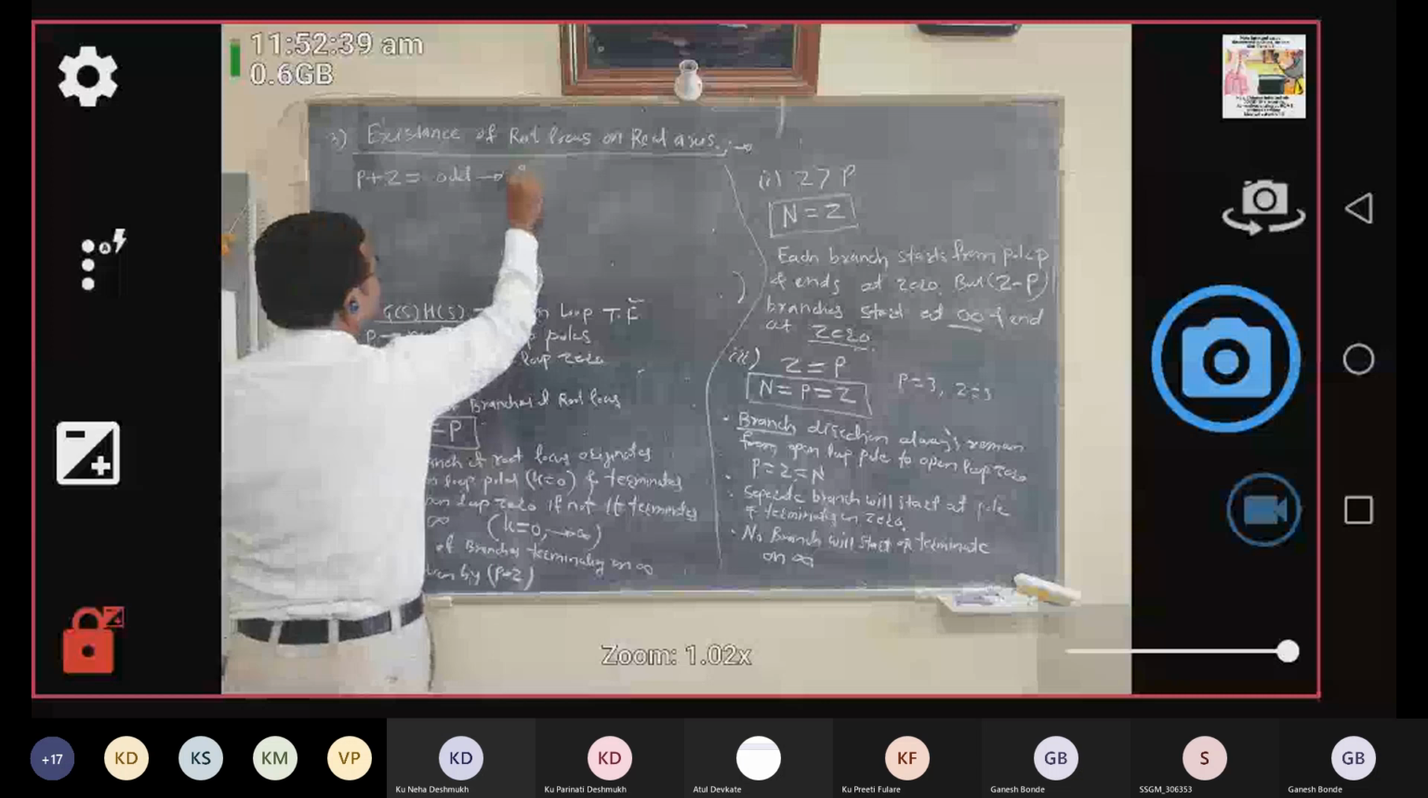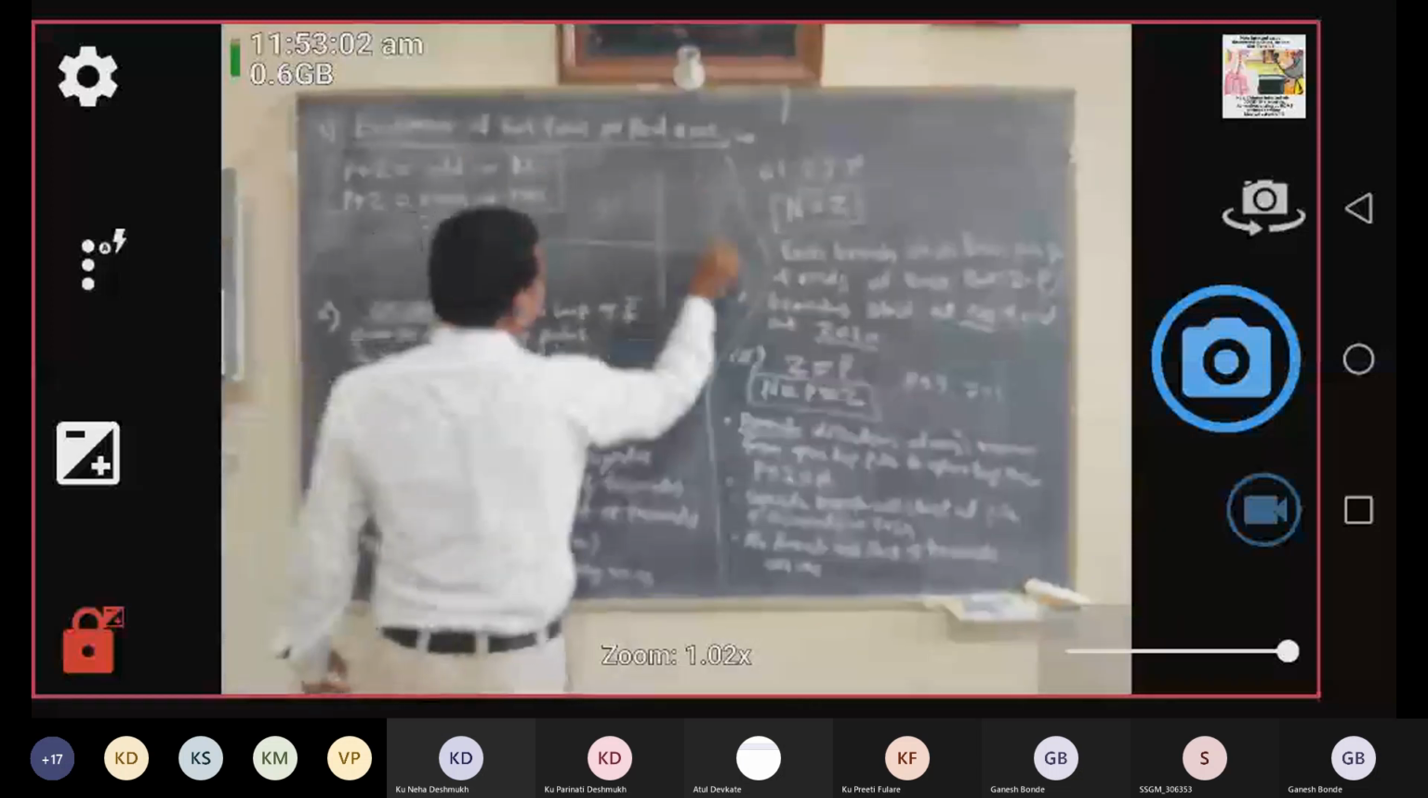Okay, let's take the example. Let's say this is sigma and this is the j omega axis. This is your S plane. And let's say one pole is located at 0, and one pole is located at -4. And this will be your minus infinity. So this is the example, and we have to find the existence of root locus on the real axis.